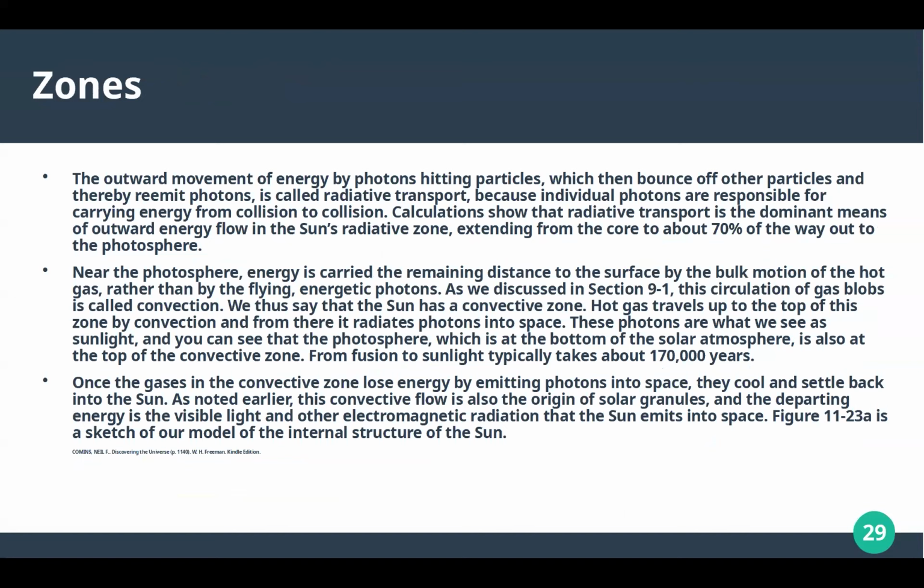Once the gases in the convective zone lose energy by emitting photons into space, they cool and settle back down into the sun. As noted earlier, this convective flow is also the origin of solar granules, and the departing energy is the visible light and other electromagnetic radiation that the sun emits into space.